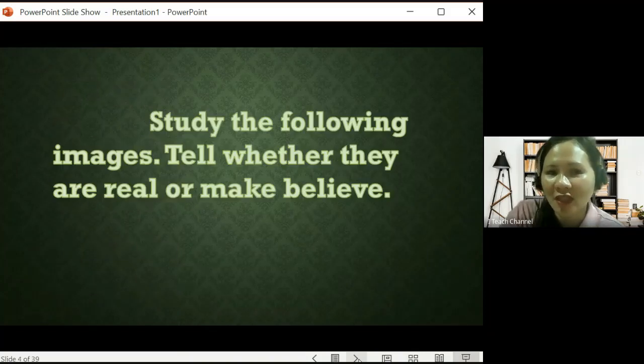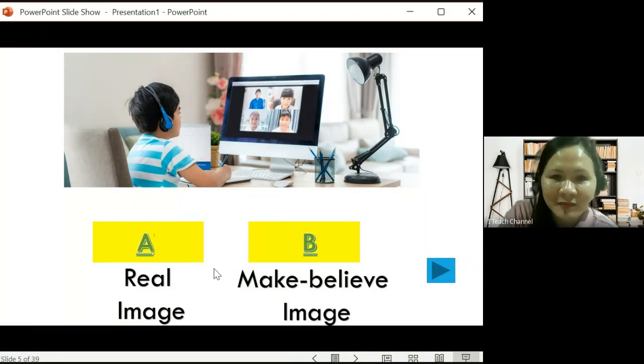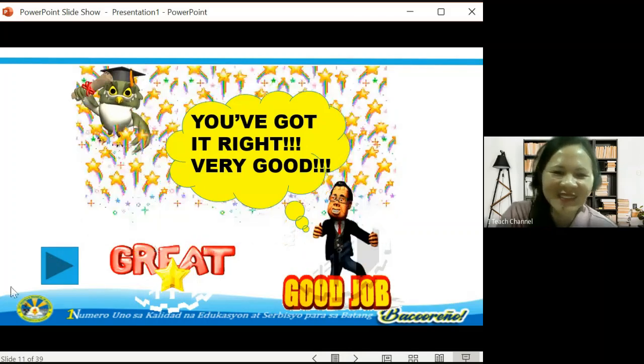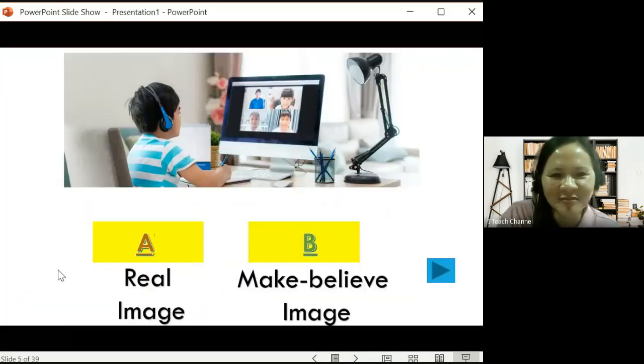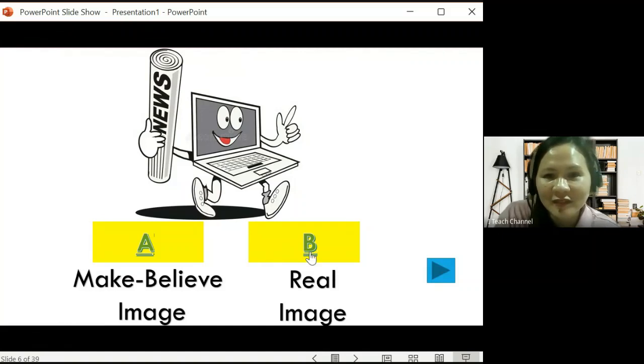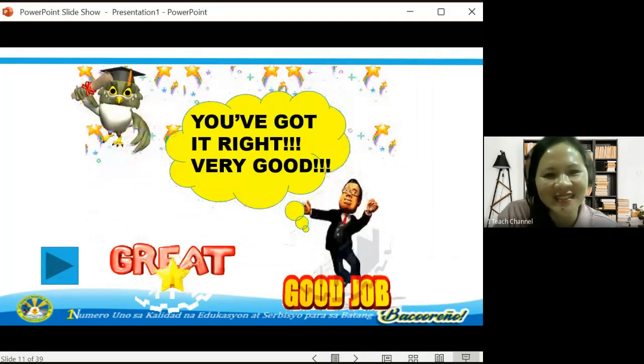Study the following images. Tell whether they are real or make believe. All right, who would like to answer? Janella. Real image. Is it letter A or letter B? A. Wow. You did very well. Great job. Next one, number 2. Francesca. A po. Is it make believe? Let's see. All right. Yes, it's a make believe one.